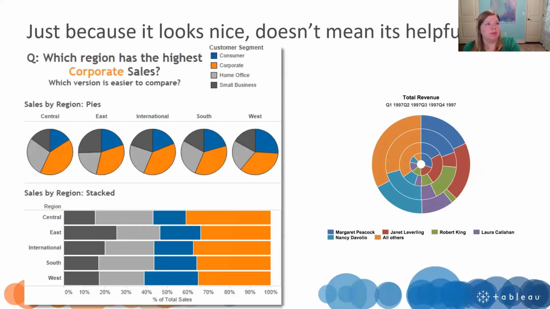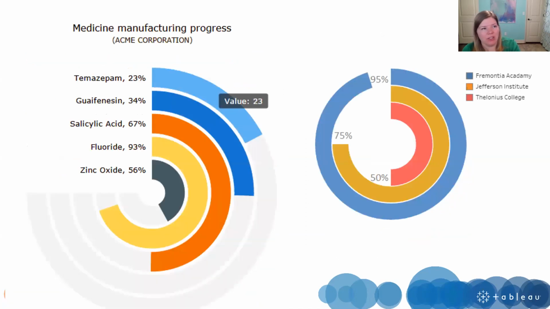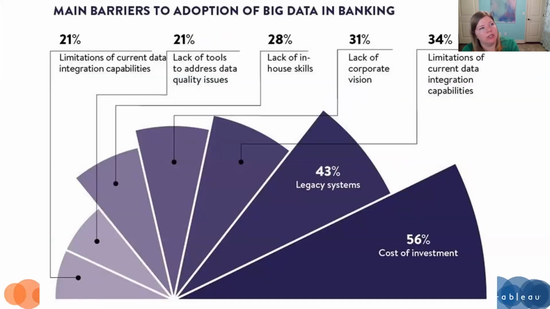And then again, just because it looks nice doesn't necessarily mean it's helpful. Here's a few examples of really, even this one looks nice, but what is it really telling you, right? Sales by region. I don't know how much is corporate or how much is consumer. I have no idea how to compare those. You see some of these donut charts within each other. Again, it's just very messy. The medicine manufacturing process, again, would be better suited for a bar chart. This one's really tough to tell as well, right? Like the 56% to see how much bigger it is versus the 43. If you didn't have those numbers on there, you wouldn't be able to tell.